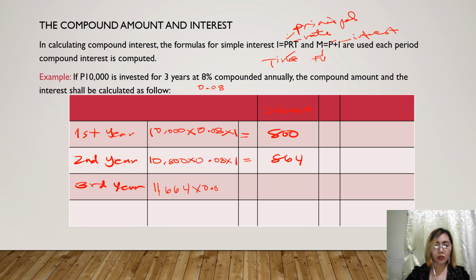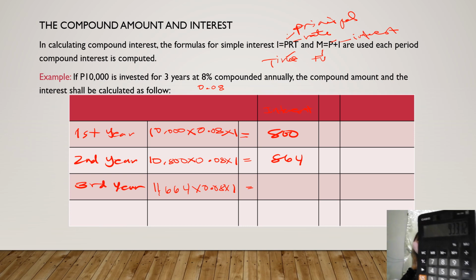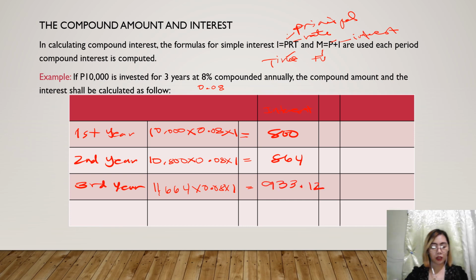times 0.08 times 1 is equal to times 0.08, that is, ito yung tubo natin again, 933.12. Okay. So, what will happen now with those values of interest? I-add lang natin lahat yan. So, i-add natin si 800 plus 864 plus 933.12.